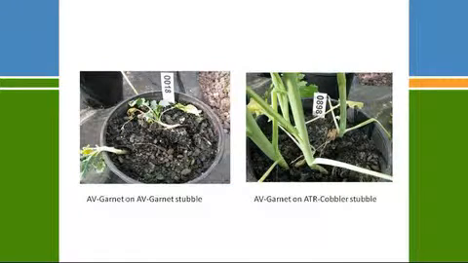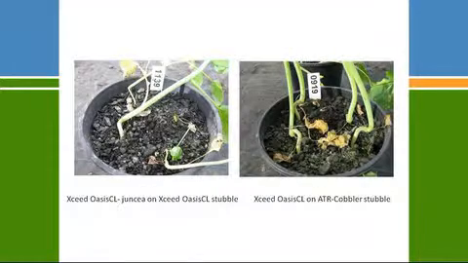The same with Garnet: Garnet on Garnet, Garnet on Cobbler. We could even do it with the Junee, which have been highly resistant. Junee on Junee, we could really knock it around, whereas Junee on Cobbler, we couldn't. We did this for every single cultivar, every single NVT line, over these 7 different populations, and we got these massive differential responses.